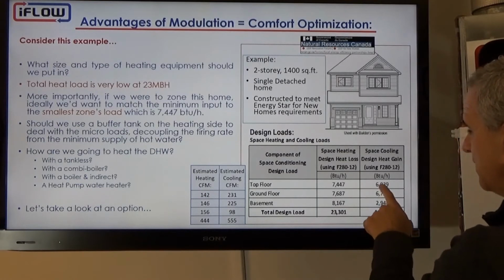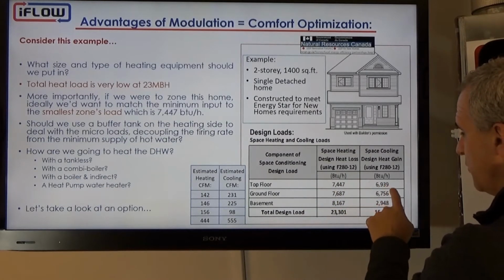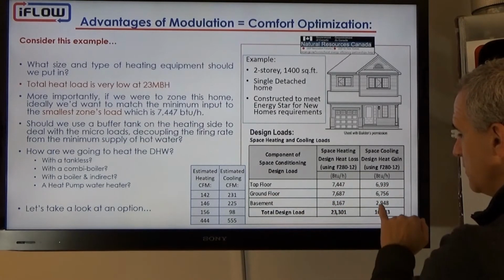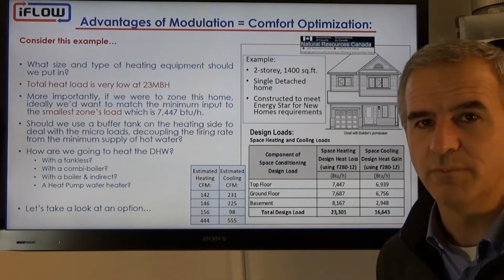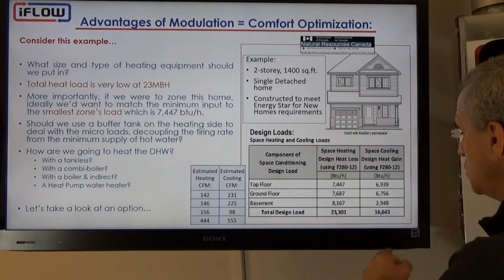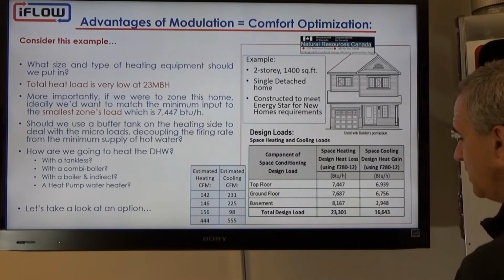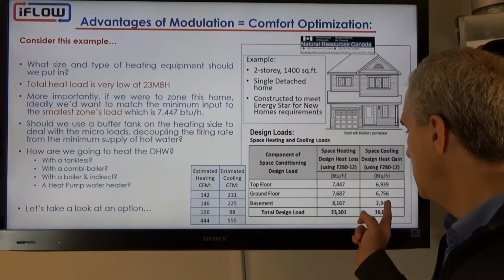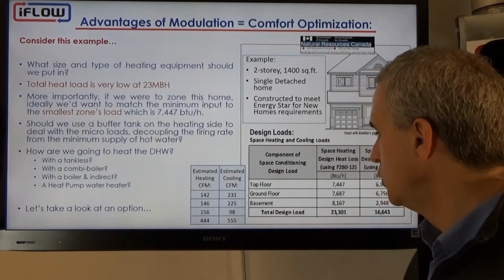On the cooling side, 7,000 BTUs in the top floor, almost 7,000 on the ground, and then because we don't have to cool the basement as much in the summer, because it's already going to get naturally cool, only 3,000 BTUs required in the summer on the cooling side.